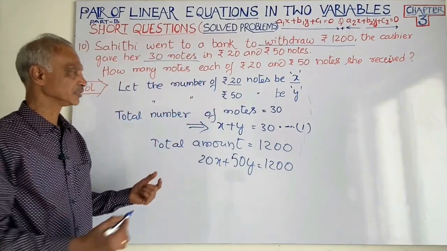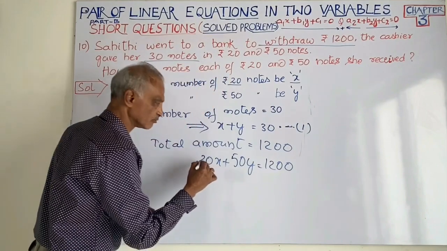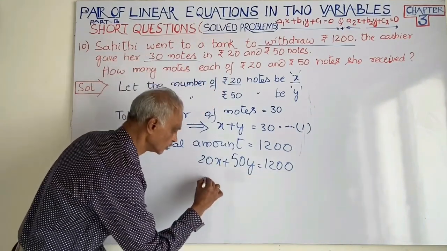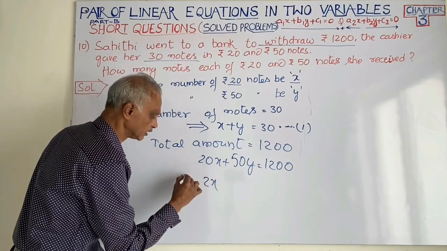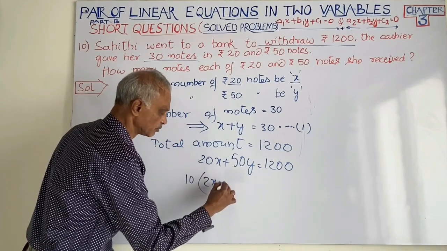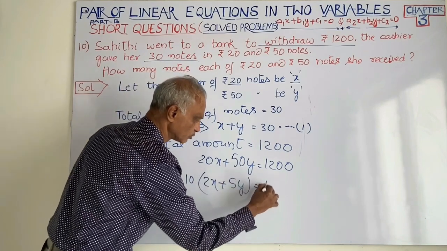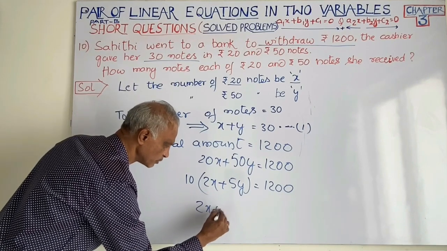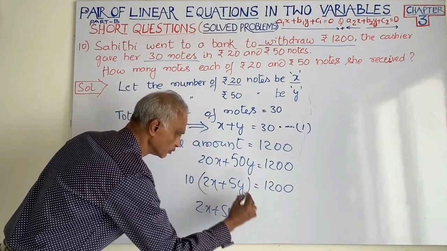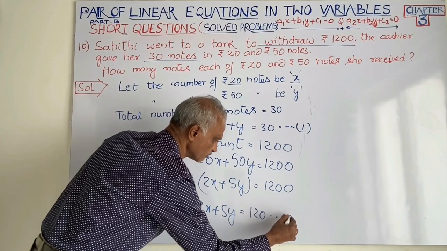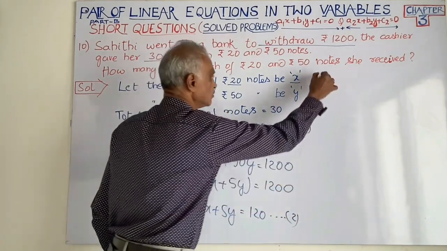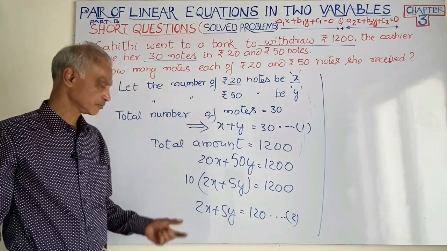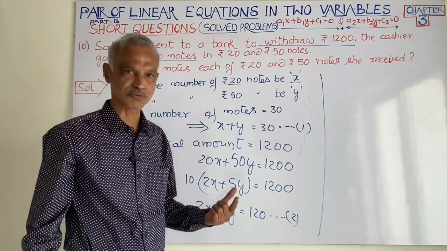See, now this is an equation. What is common here? 20 is there, 0 is there, 0 is there. You take 10 common: 2x plus 5y is equal to 120. This is equation number 2. We have to solve these two equations by elimination method or substitution method.